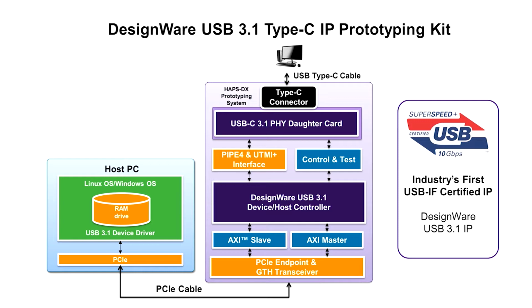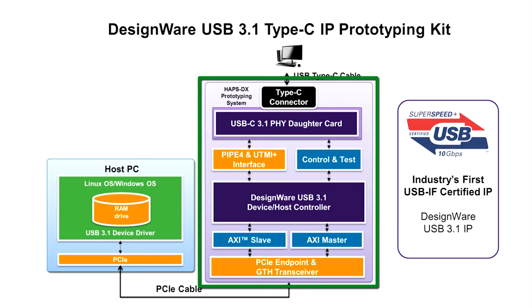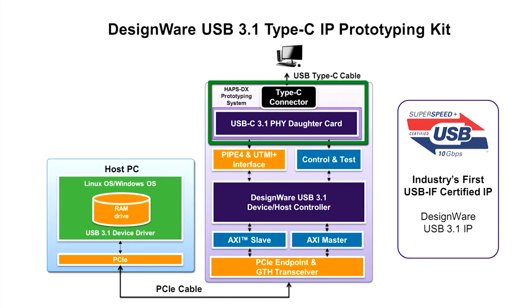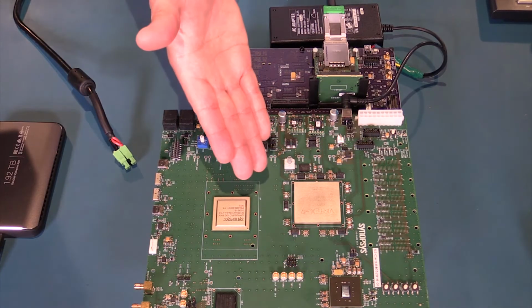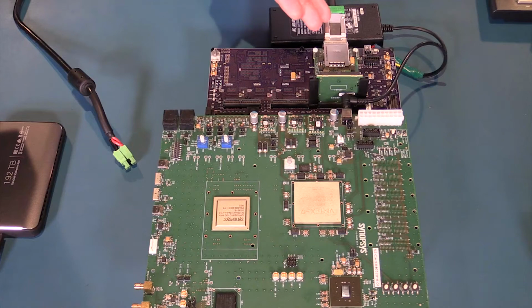The DesignWare USB 3.1 Type-C IP prototyping kits include a Synopsys HAPSDX FPGA-based prototyping system with pre-configured USB host or device IP and SoC integration logic, a USB 3.1 PHY daughter board with Type-C connector, simulation test bench and reference drivers. Here is the HAPSDX system, the PHY daughter board and the multi-gigabit SerDes card to connect to the PC.